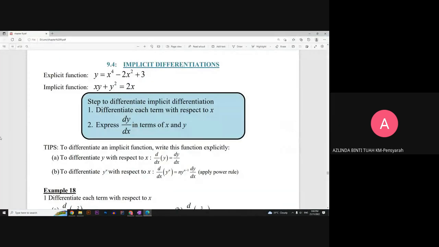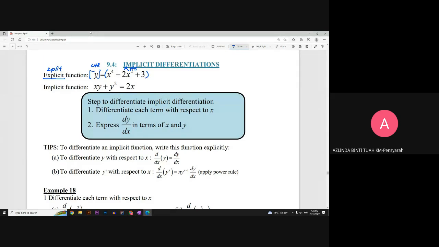Okay. So this is 9.4 implicit differentiation. Firstly, you have to differentiate between explicit and implicit. As you can see in your notes, explicit means you can separate and split y on the left hand side, just y on the left hand side, and you can see all the terms in x on the right hand side. Okay, so implicit differentiation means we cannot separate completely.